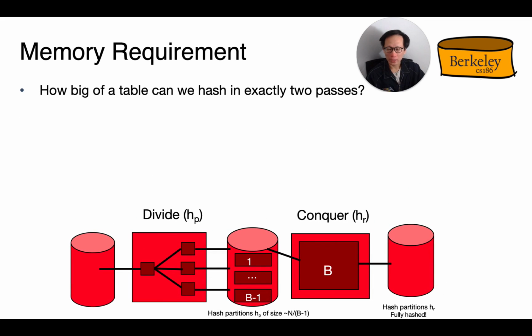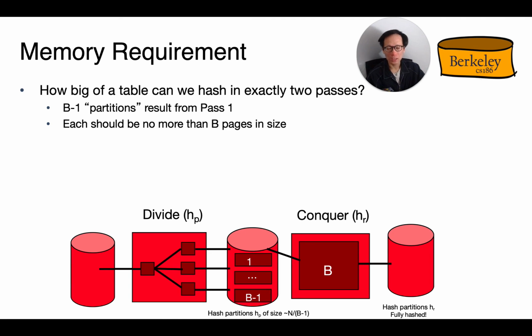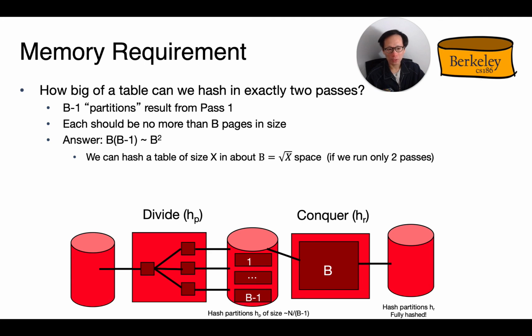As we did before, we can ask the memory requirement question. How big of a table can we hash in just these two passes? Let's think about this. In the first phase, we generate B-1 partitions. And in the second phase, we need to ensure that each partition is no more than B pages in size. So if we are very efficient with our use of memory, we can get this to work on a file of size up to B times B minus 1, or roughly B squared. In other words, we can hash a table of size N pages in about square root of N space.